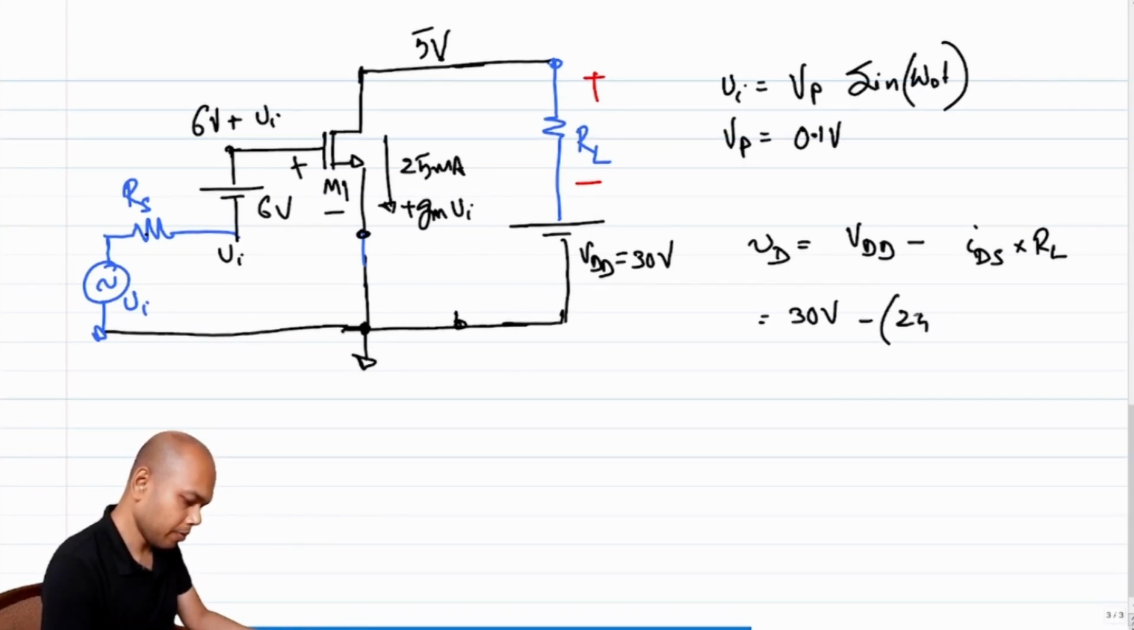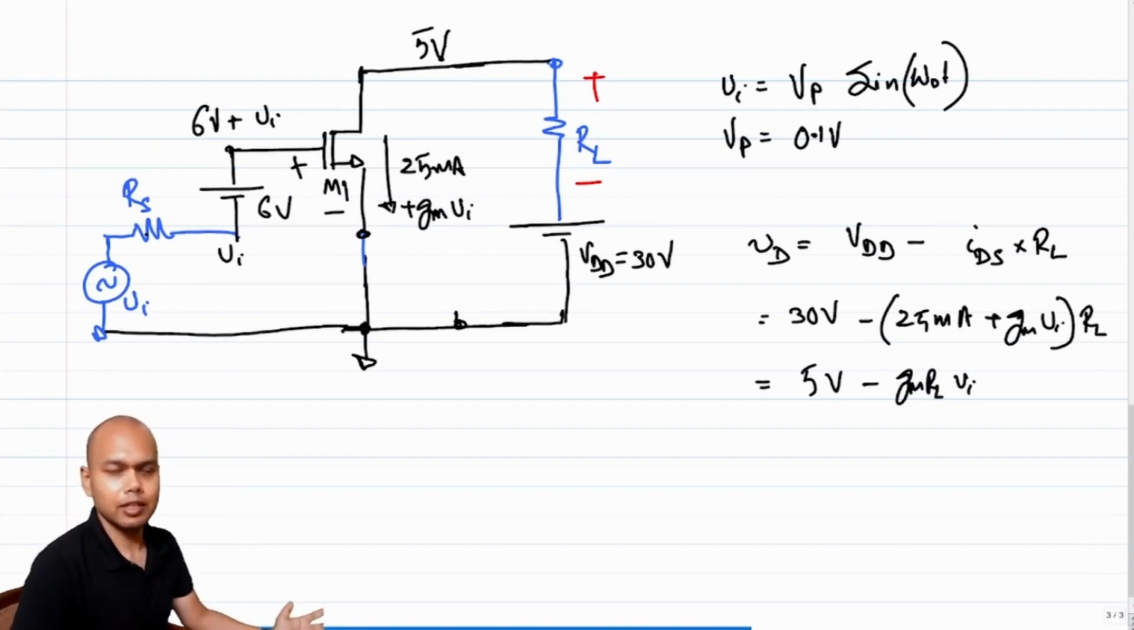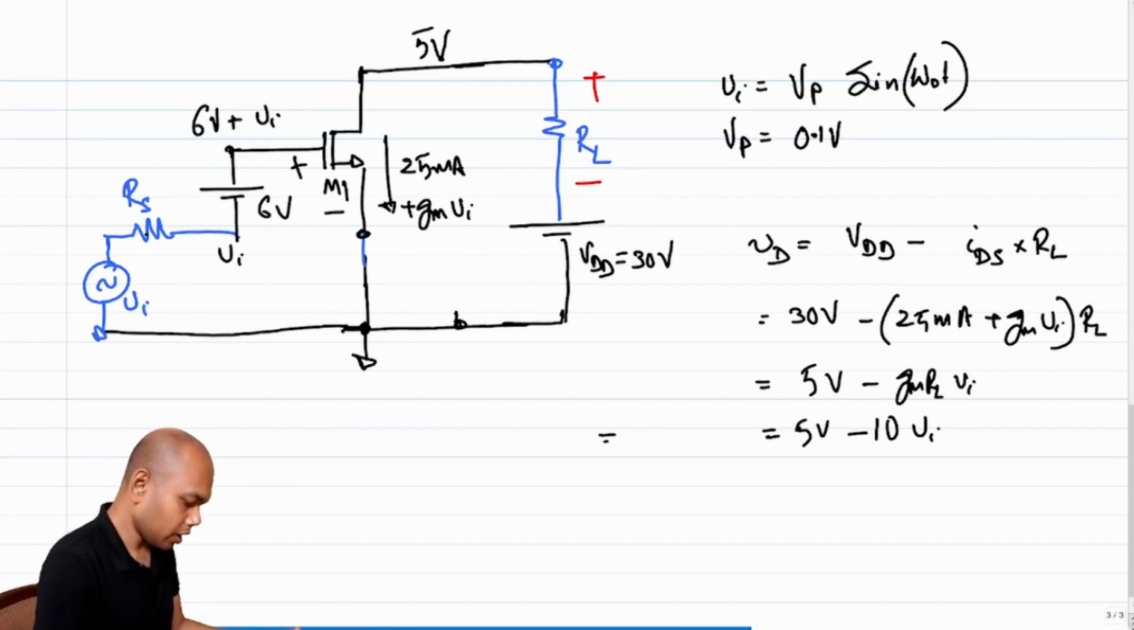VDD is 30 volt, IDS is 25 milliamp plus Gm times Vi, times RL, which is 1 kilo ohm, which essentially means that this becomes 5 volt minus Gm RL times Vi. What is Gm RL? Gm RL is nothing but the gain, and gain is 10, right? So this becomes 5 volt minus 10 Vi. So this is the total drain voltage.